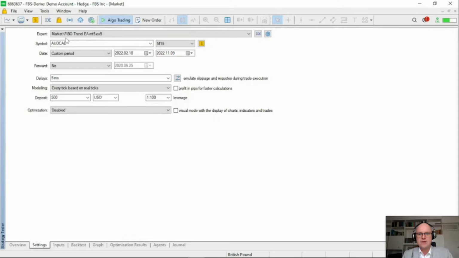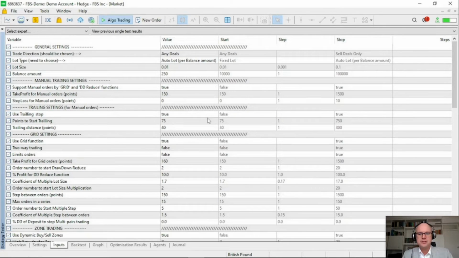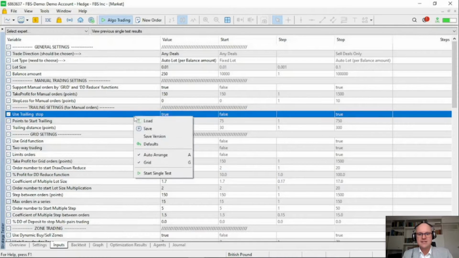So we go back to our overview and select a single test, and the Expert Advisor that we selected is the Fibo Trend EA for MT5, and I'm going to test it on one of the recommended pairs, which is the AUD-CAD. I have also tested it on the NZD-CAD and the other recommended pairs, so feel free to test those for yourself. In our first example, we are only going to use the visual mode to see how it uses the indicator and what type of trading it does.